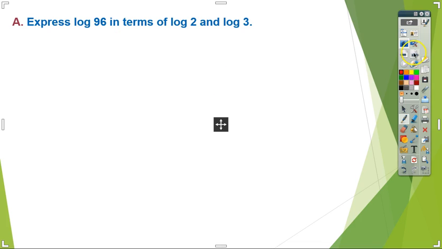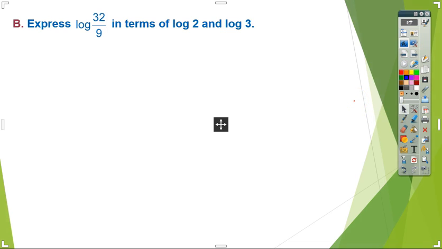Let's take a look at the next example. It says express log of 32 over 9 in terms of log 2 and log 3. Again, I'm going to cheat and use the information I had from before. So log of 32 is really 2 to the 5th, and 9 is really 3 squared.